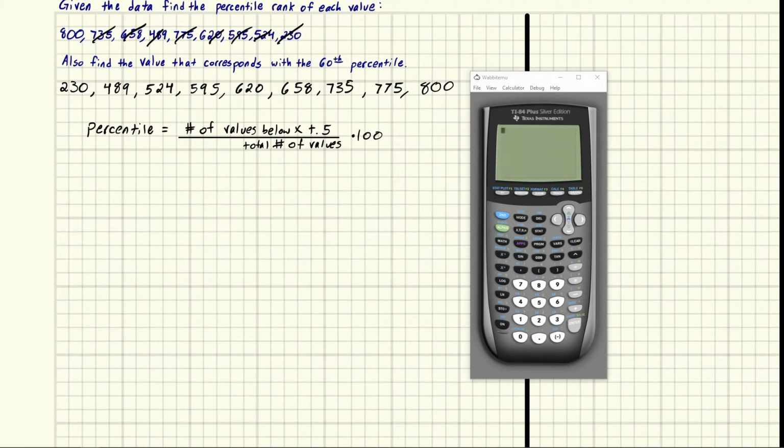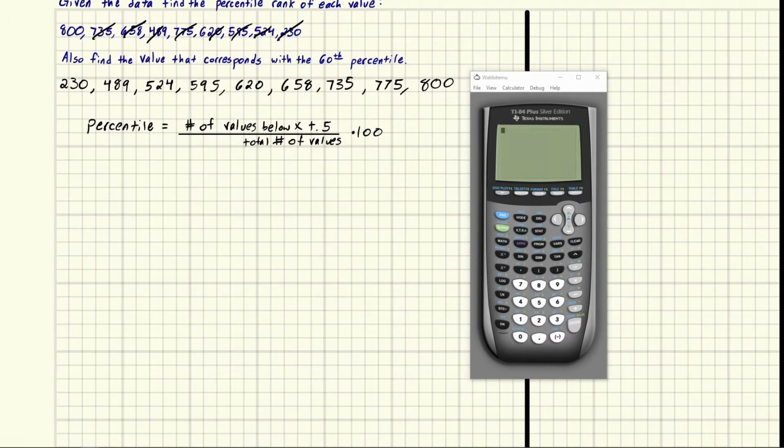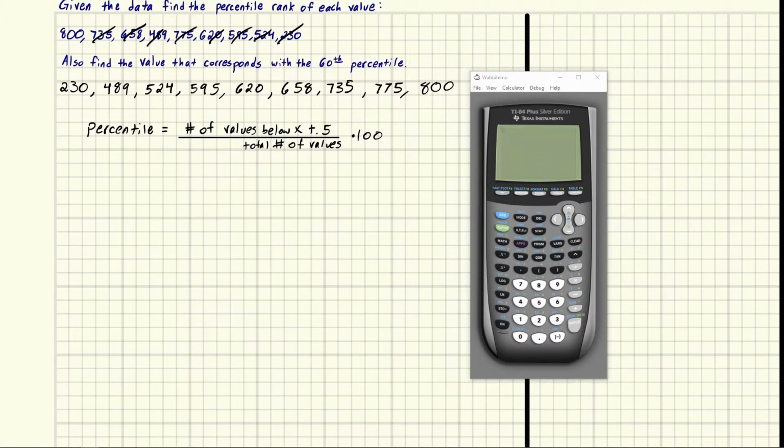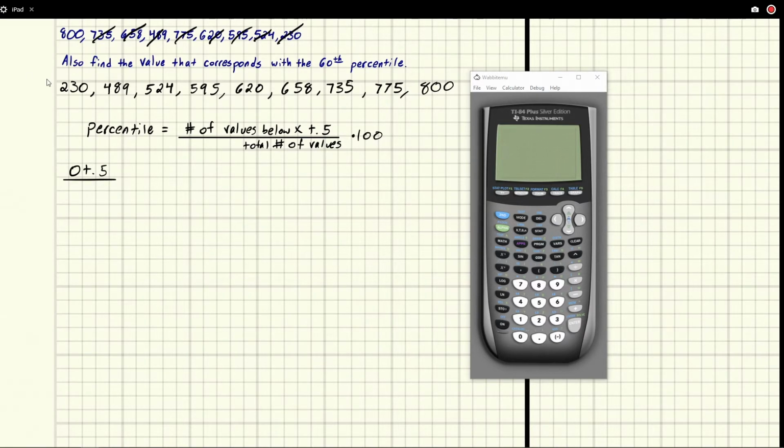So what we're going to do now is start plugging in. We've got to find it for each one of these, so we're going to do this process over and over. I'm going to use the calculator to speed it up, but I'm going to write out the first few so you see how it goes. Each one of these values is an x value. The number of values below the first one, well, there's nothing below it, right? So we start off with 0 plus 0.5 divided by the total number of values, which is 1, 2, 3, 4, 5, 6, 7, 8, 9. We've got 9 values. And then we multiply by 100.